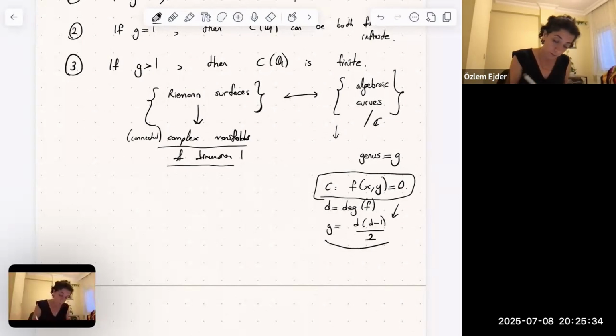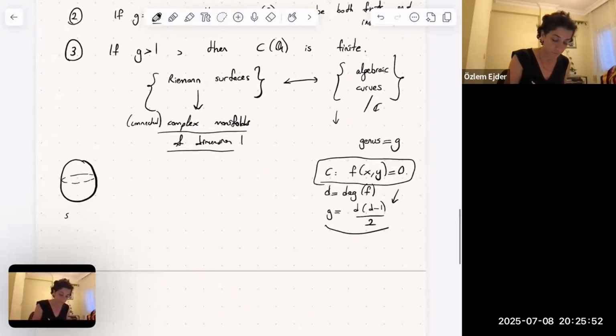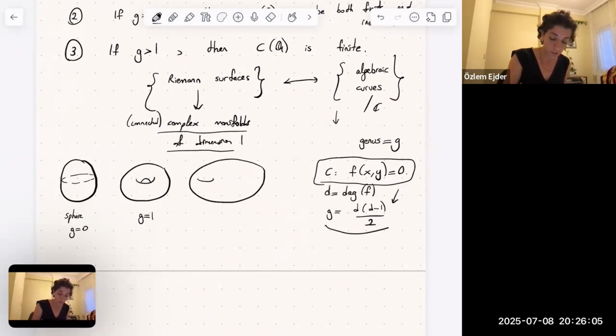And on this side, you can think of these Riemann surfaces, or the complex manifolds of dimension 1, as these shapes. So genus 0 corresponds to, I'm going to just write down the compact ones, the sphere. Genus 0, or you can have a torus, with one hole, genus 1. And then you can think of it as just arbitrary genus, where you have the number of holes equal to G.